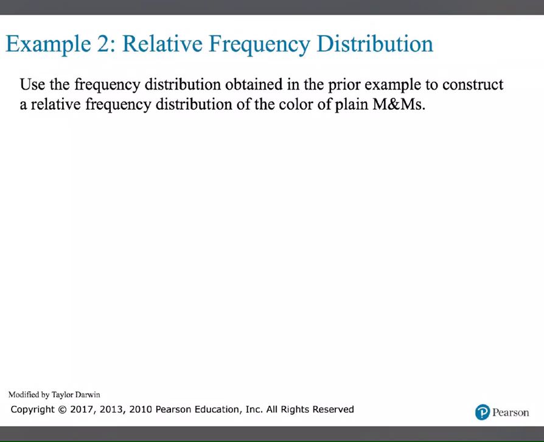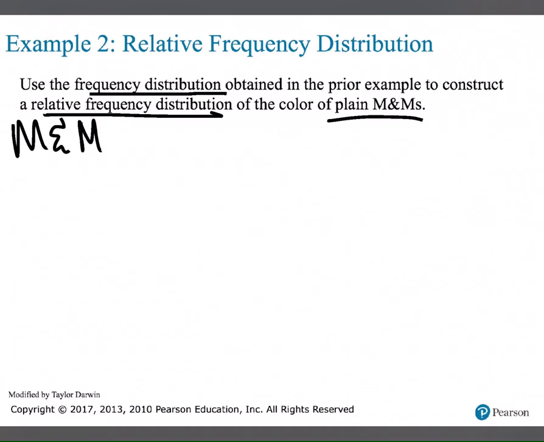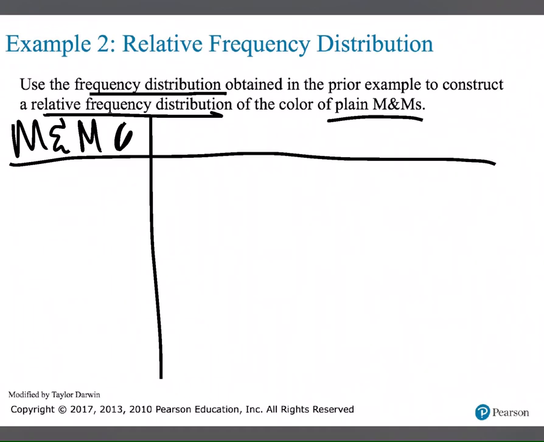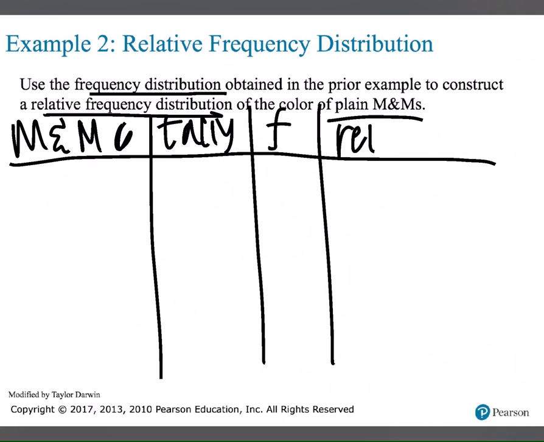It says use the frequency distribution, which we haven't done yet, we're about to do, and make a relative frequency distribution of the M&M data that we looked at. So what am I talking about? M&M colors. I'm just going to put M&M C for colors. And then if you want, you can do a little tally. And then frequency. And then relative frequency.